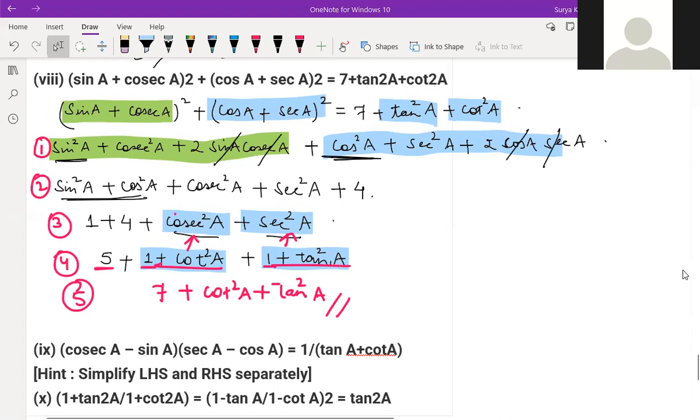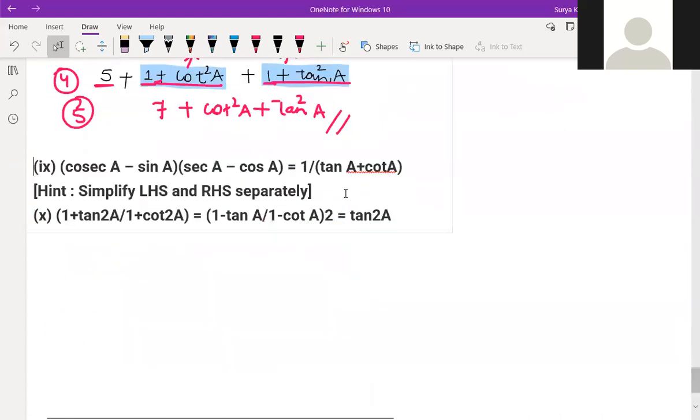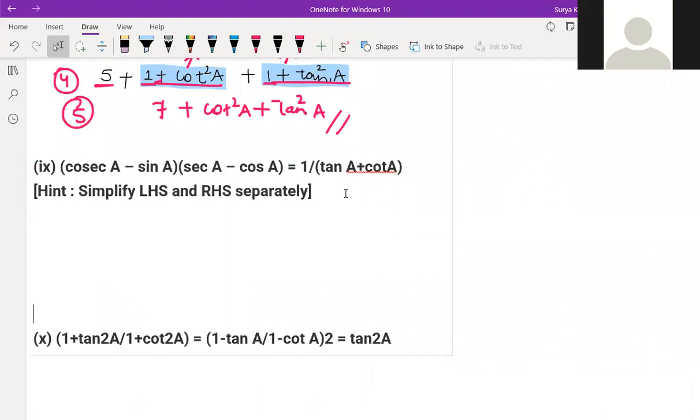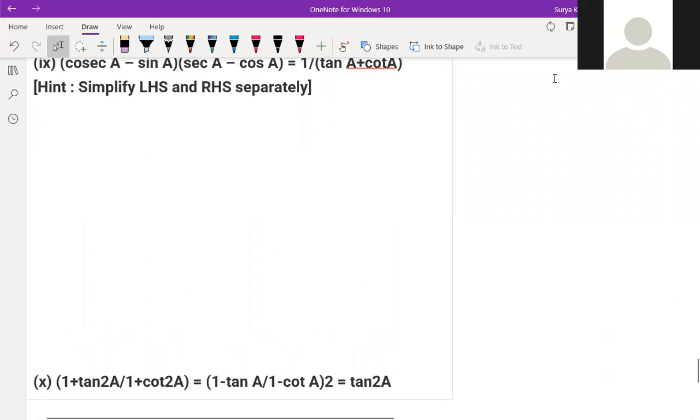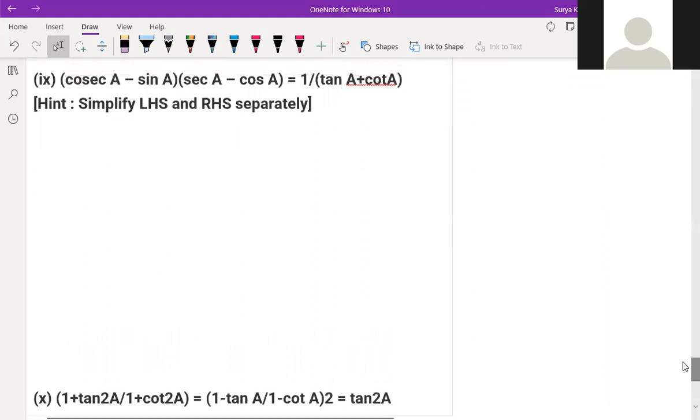So next question is cosec A minus sine A, and again here they are saying to solve separately. Cosec A minus sine A and then sec A minus cos A is equals to 1 divided by tan A plus cot A. So what to do, children, here? We just try to convert into sine and cos form completely.